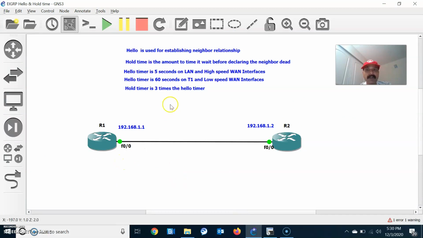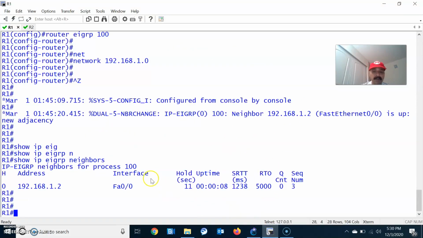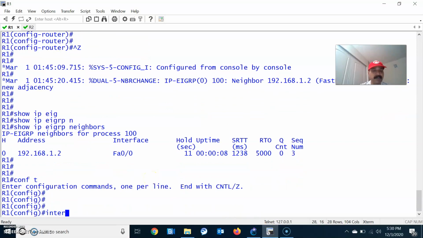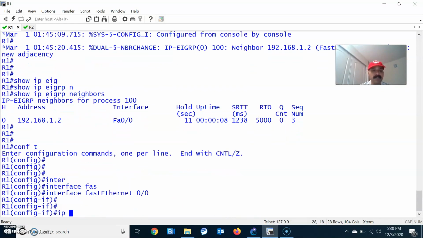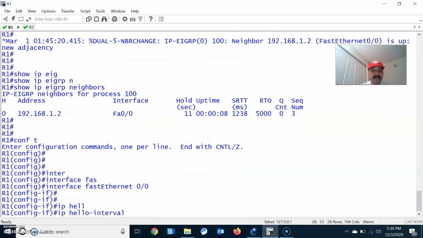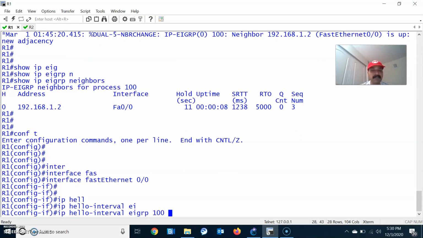So now let us go ahead and configure the hello and hold interval on R1 and R2. So I would always configure this hello and hold interval on the interface. I am going to configure on the FastEthernet interface on R1 and R2. So go to R1 and go to the corresponding interface mode, interface FastEthernet 0/0. Then I have to specify the hello interval. IP hello interval EIGRP autonomous number. Then I'm going to specify as 10.